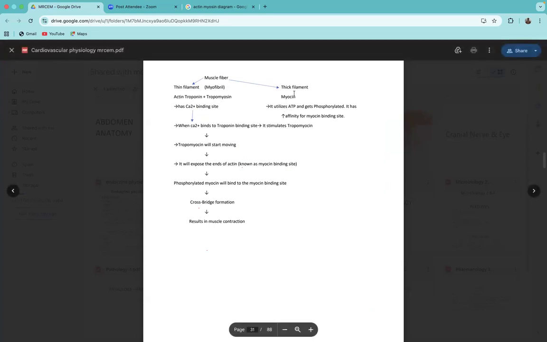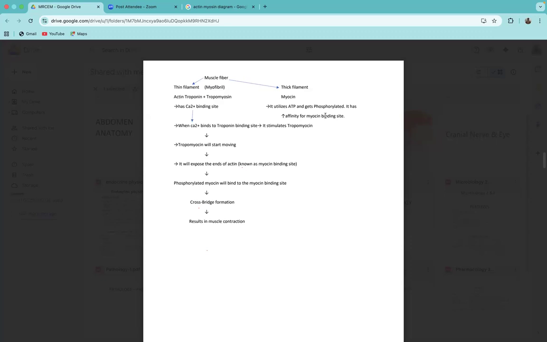Thick filament is basically myosin, which utilizes the ATP and gets phosphorylated, and that phosphorylated myosin binds with the actin as well. Actin has the myosin binding site. The affinity towards the myosin binding site also increases when the myosin gets phosphorylated, okay.